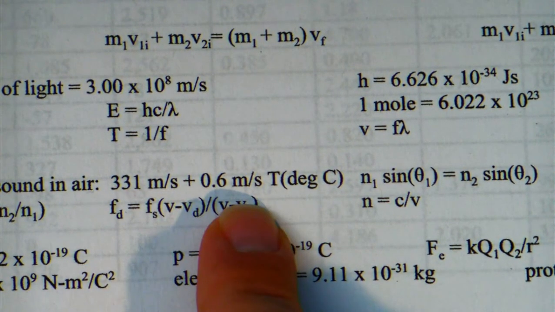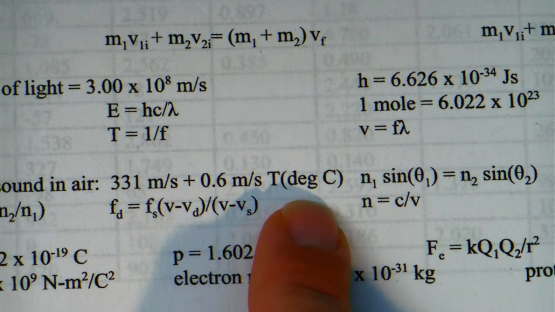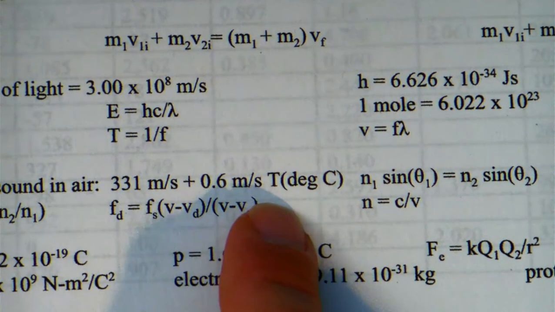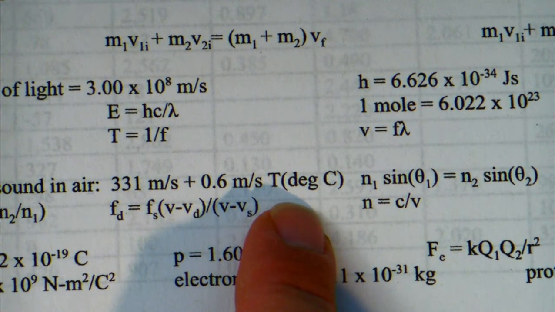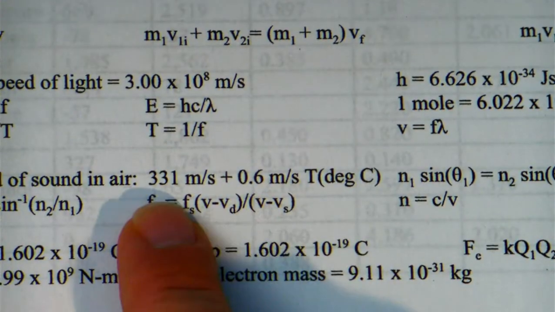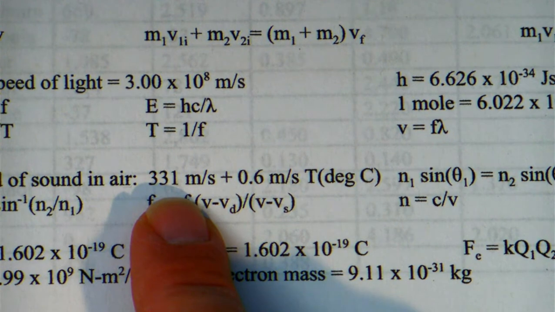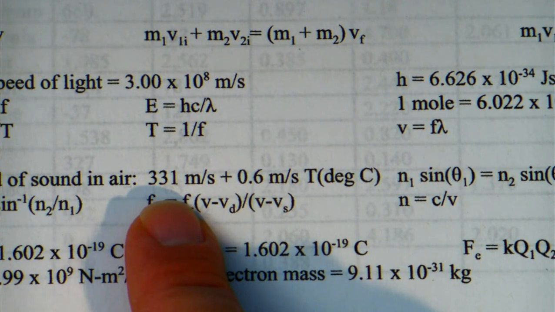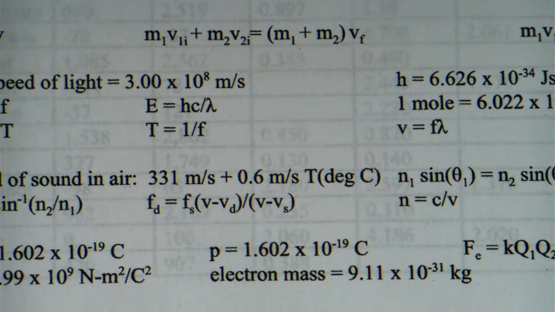Add to that 0.6 meters per second times the temperature in degrees Celsius. So if the temperature is 0 degrees Celsius, then the speed of sound in air is 331 meters per second. If it's 1 degree above 0 on the Celsius scale, so that means about 33 degrees Fahrenheit or so, between 33 and 34, yes, I know, then you add 0.6 meters per second to this, and you'd say, oh, the speed is 331.6 meters per second. And really, generally, you're going to be rounding that up and saying, well, that's 332 meters per second. So that's how that works.